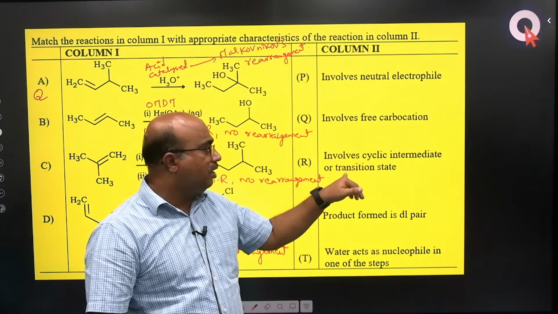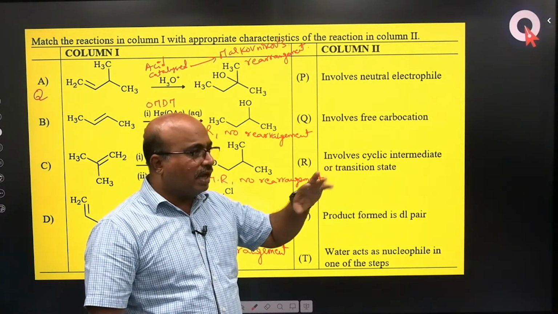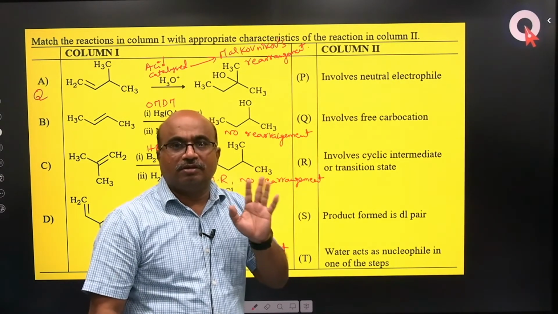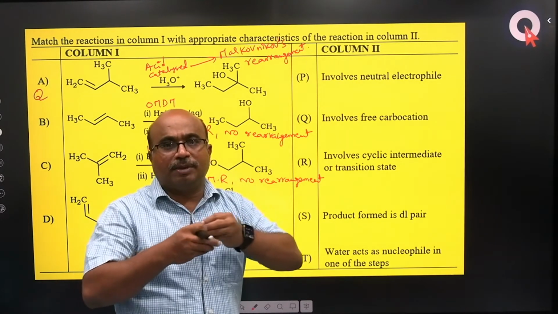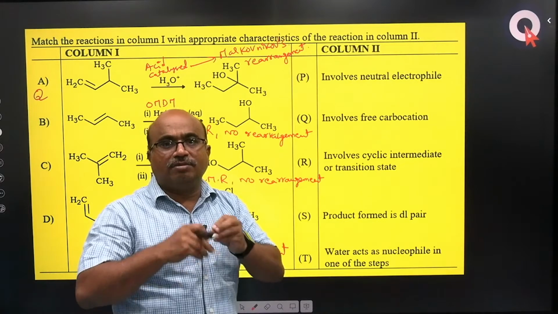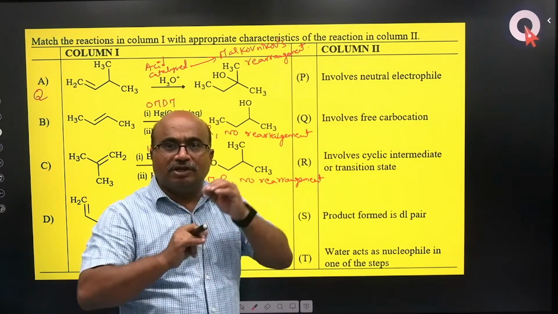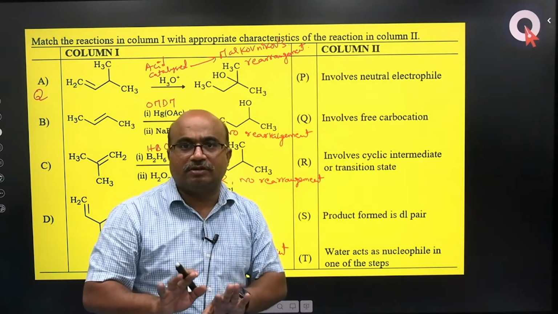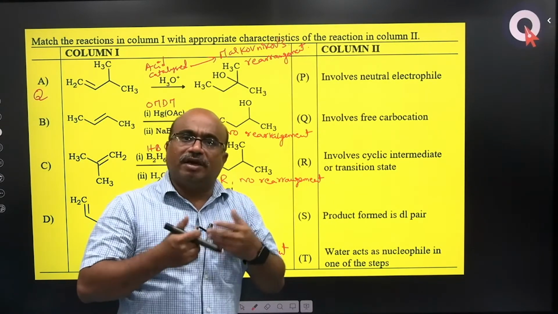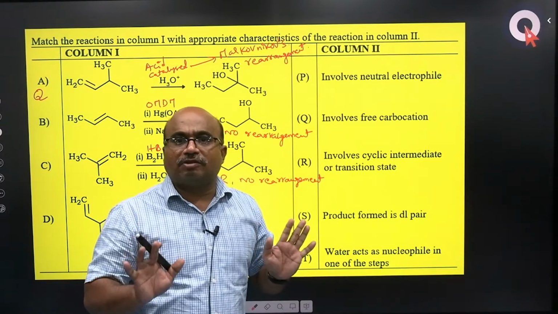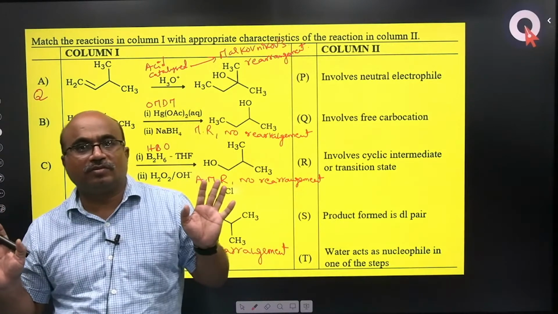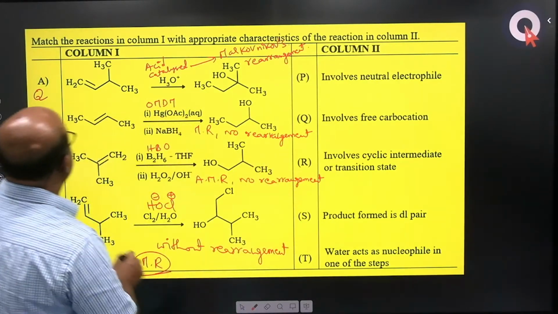Involves a cyclic intermediate and a transition state. Transition state can exist anywhere actually, because loss of bond or cleavage of bond, there is a transition state. Rearrangement is there, there is a transition state. So each and every step has a particular transition state. Clear? So anywhere the transition state exists, even a process which is a single step process, a transition state exists. So you can take R also for this.